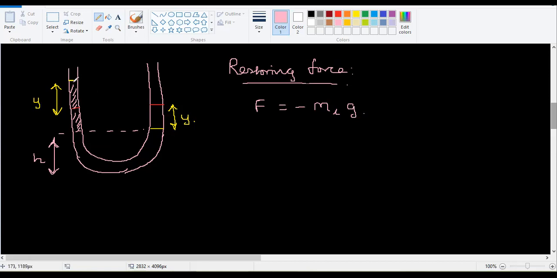What is mlg? This is a liquid, extra mass, the liquid. That is what is going to push this entire column backward this way. Y minus, if the Y is positive here, going upward means the force is going to be acting downwards. So that's why there is a minus here.